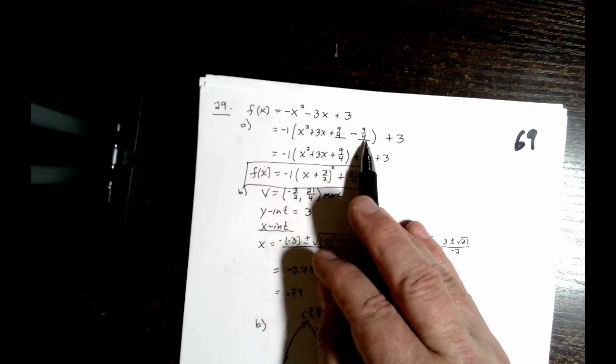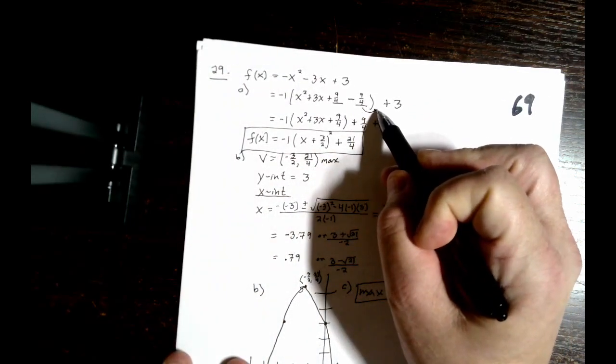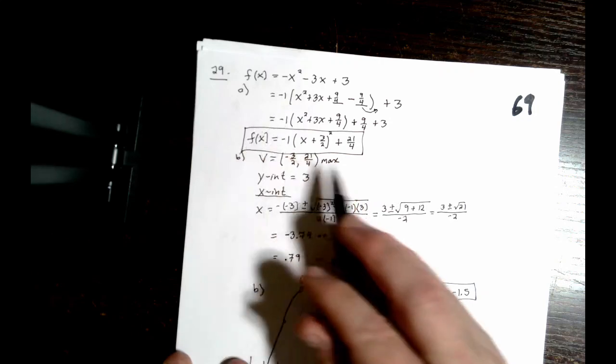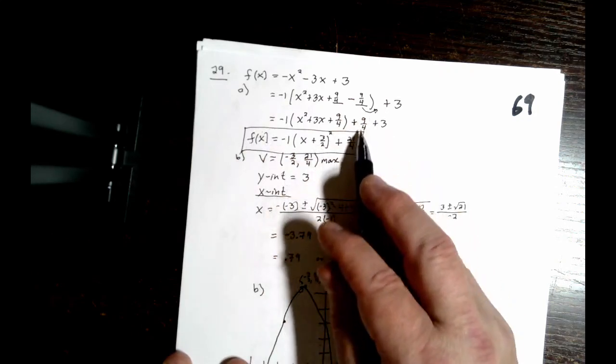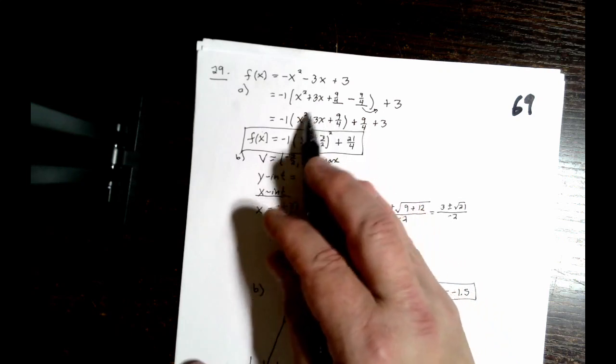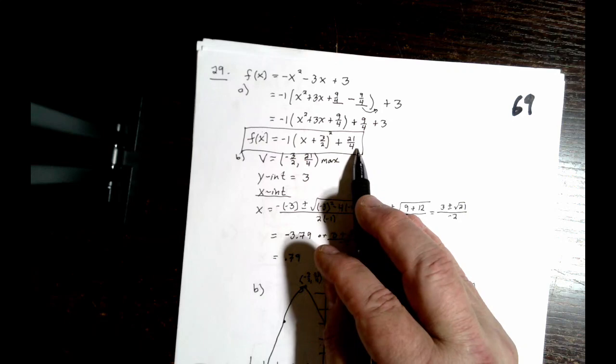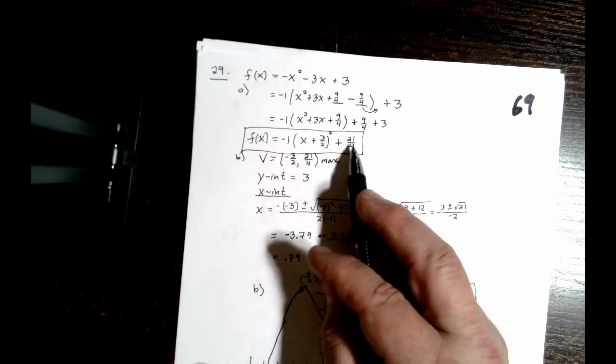Plus 9 over 4 and minus 9 over 4. And now when you move that guy out there, you got to hit it with that negative. So the negative 9/4 times the negative 1 gives you positive 9/4. And now this part is a perfect square, and this part combines to give you 21/4. So now you have negative, x minus 3 over 2 squared, plus 21 over 4.